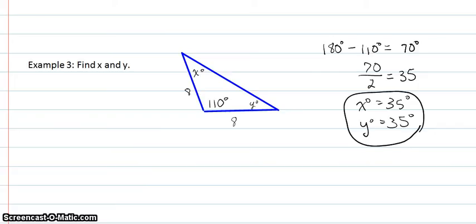So if you have any questions on these problems, I wasn't real specific and I didn't get into all of the ways you can prove that a triangle is 180 degrees. But if you have questions, please let me know. I'll be happy to answer them. Thank you.